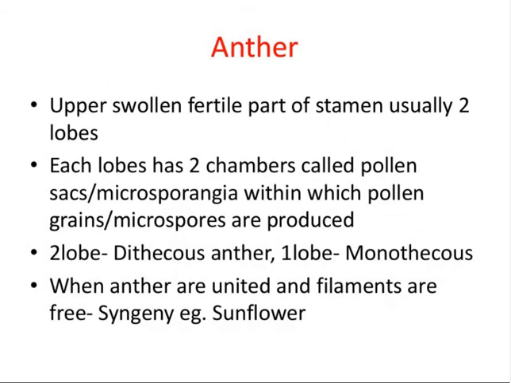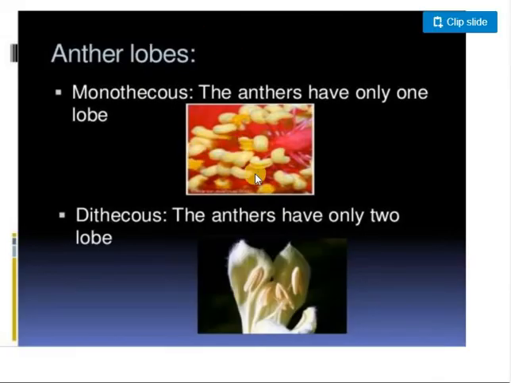And what is anther? The uppermost swollen fertile part of a stamen is called anther. Normally it contains 2 lobes or 1 lobe. If it contains 2 lobes, it has 2 cavities, so it is called a dithecous anther. If it contains only 1 lobe, it is called monothecous anther. See this diagram: this is monothecous, it has only one side, one cavity. This dithecous has 2 lobes, one on this side and one on this side. The cross section of a monothecous anther will have 1 cavity, and for dithecous you will have 2 cavities.